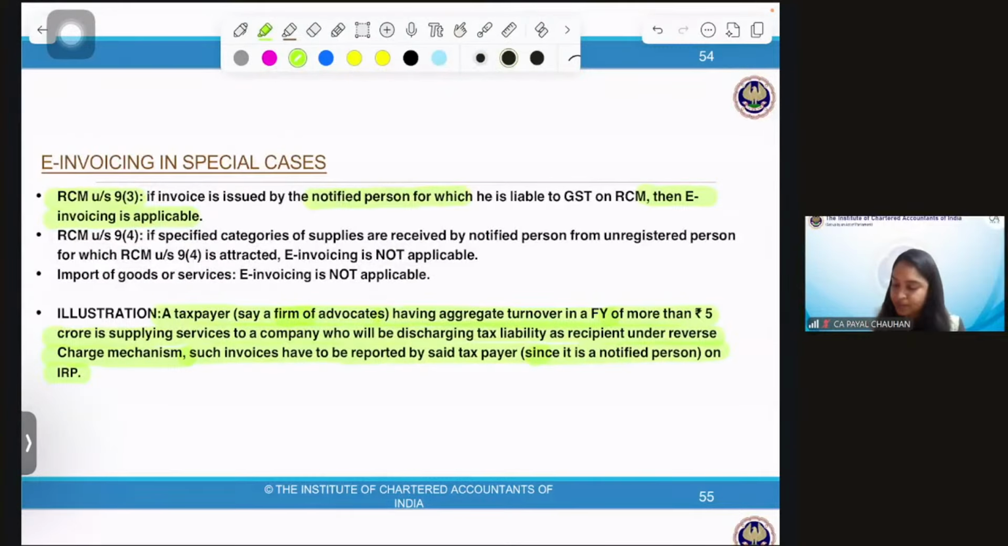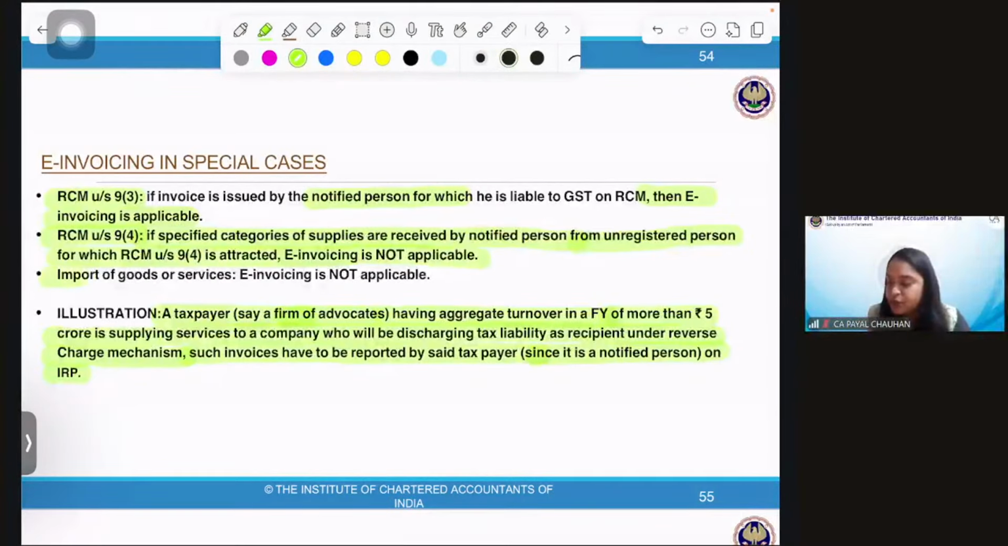Then the another example, when it is 9(4), tell me, the supplier can be registered? Under 9(4), it's a constructor, it's a developer. There, the supplier is always unregistered. If the specified category of supplies are received from an unregistered person, for which RCM under section 9(4) is attracted, e-invoicing is not applicable. Always remember, under case of 9(4), e-invoicing provisions are not applicable.